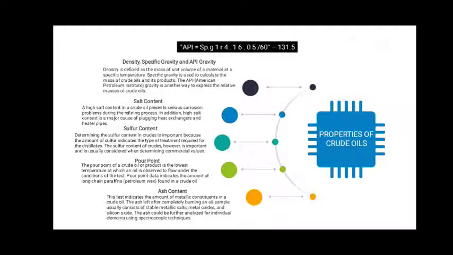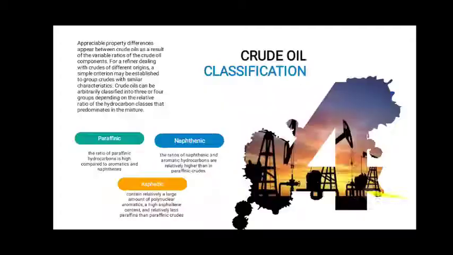This test indicates the amount of metallic constituent in the crude oil. The ash left after completely burning an oil sample usually consists of stable metallic salts, metal oxide, and silicon oxide. The ash could be further analyzed for individual elements using spectroscopic techniques. And the next topic is crude oil classification.